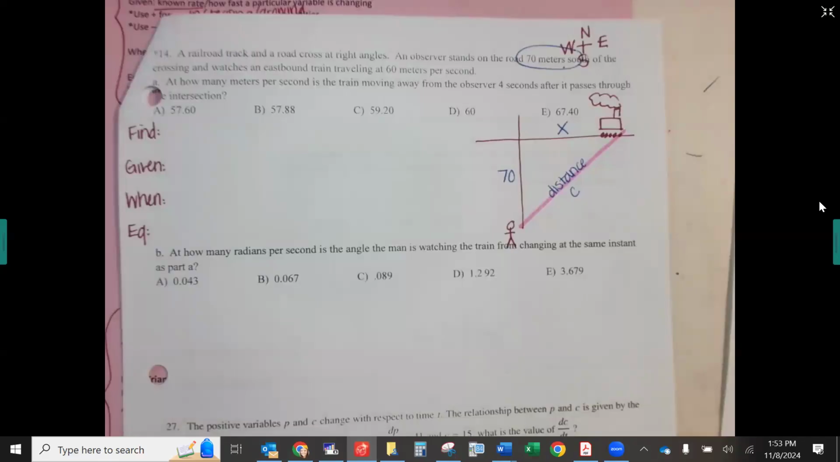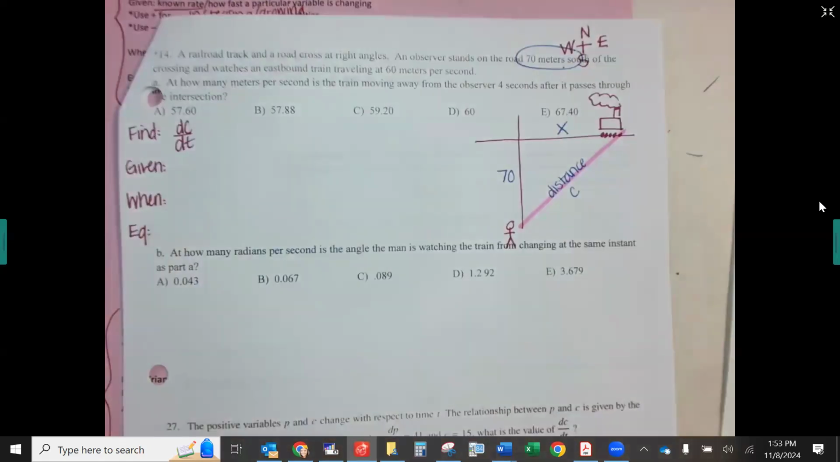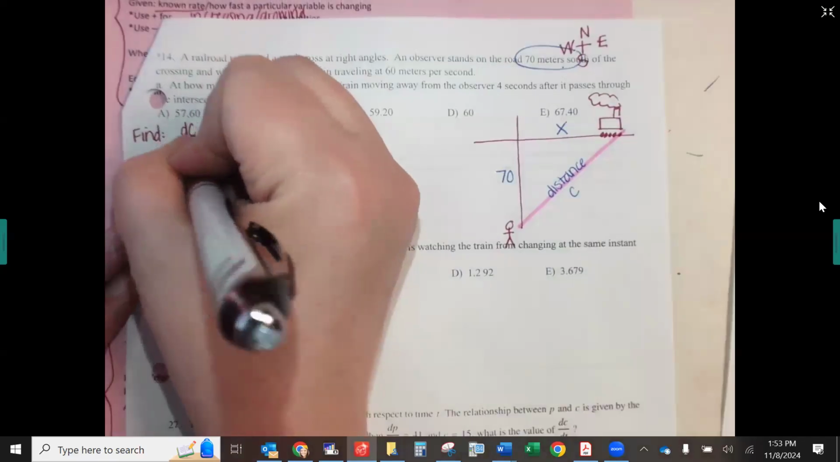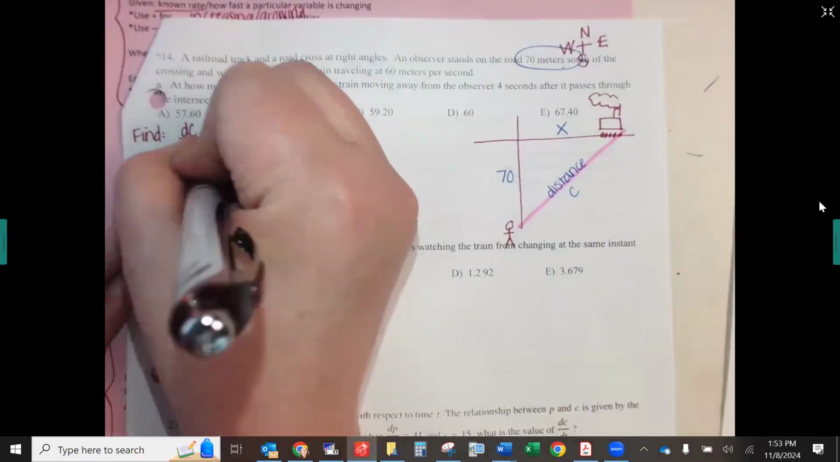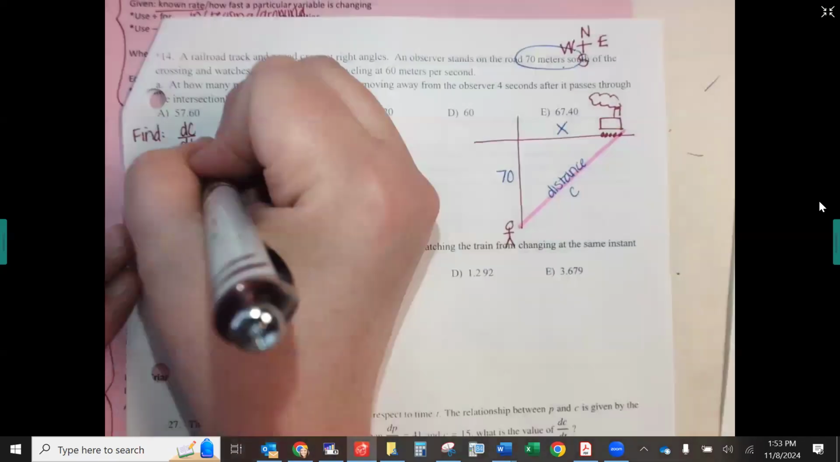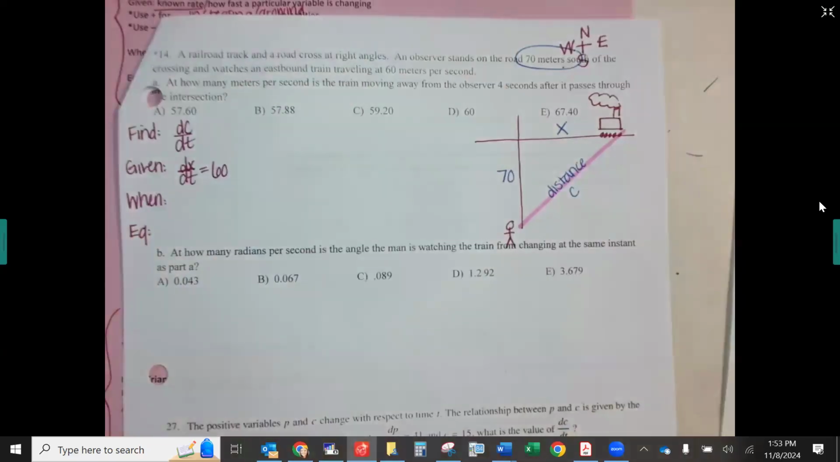All right, let's see how we did. What are we finding? dC/dt, because we don't want to know how far apart they are. We want to know how fast their distance apart is changing. That's dC/dt. What are we given? Okay, dx/dt, very good. And how fast is the train going? 60. Okay, for your when.